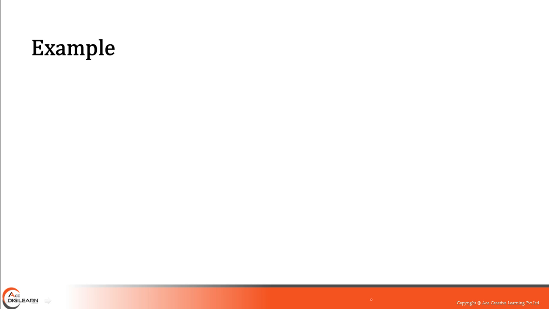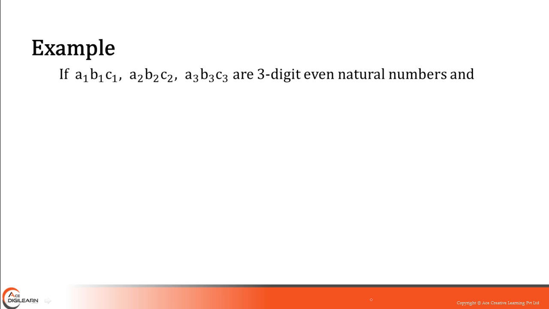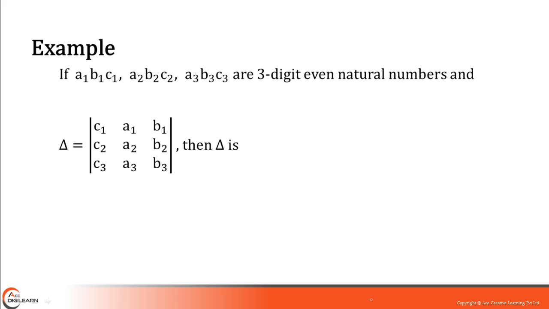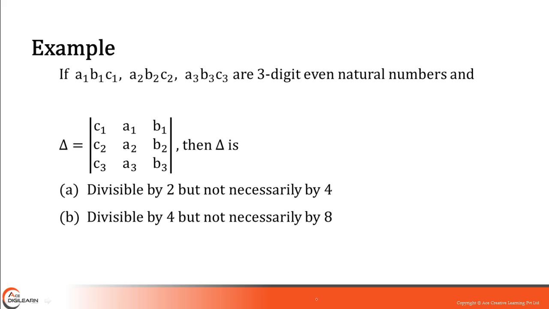Let us see the next question. If a1, b1, c1, a2, b2, c2, a3, b3, c3 are 3-digit even natural numbers and delta is a determinant of third order, then delta is. Look at the options: divisible by 2 but not necessarily by 4, divisible by 4 but not necessarily by 8, divisible by 8, or divisible by 16.